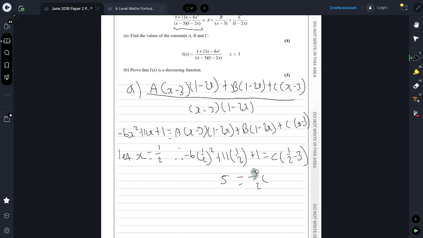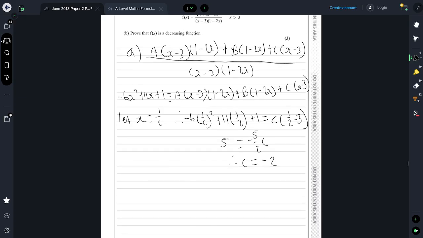Let's make that a bit clearer. Which therefore means c has to be what? Let's divide by 5 on minus 5 over 2. So you get c is minus 2.